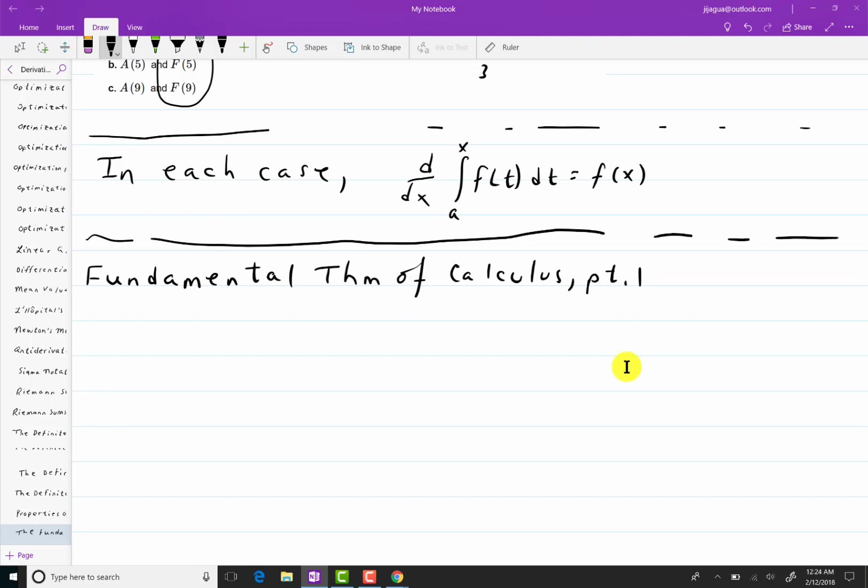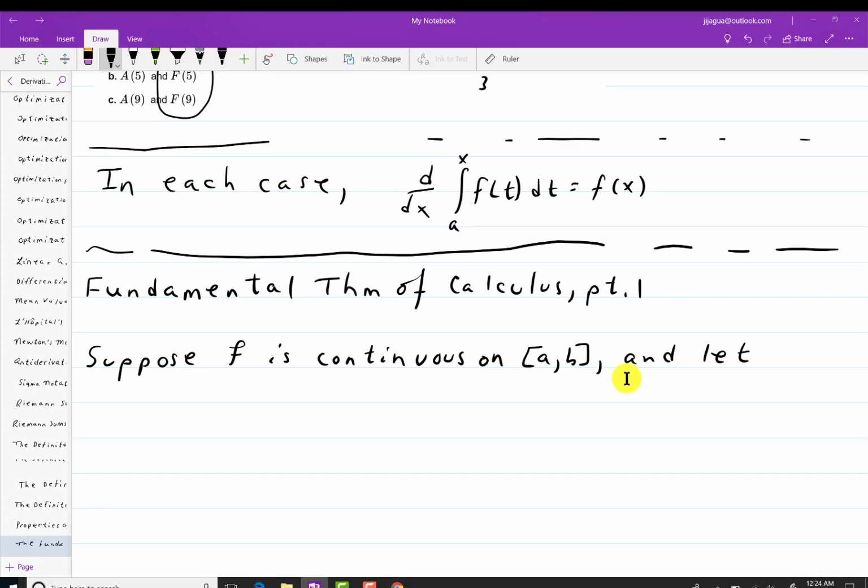And the statement goes like this. Suppose f is continuous on the closed interval a to b, and let capital F of x equal the integral from a to x of little f of t dt.